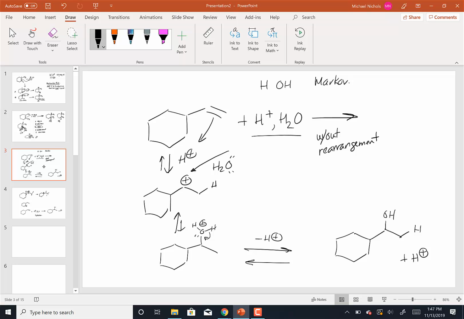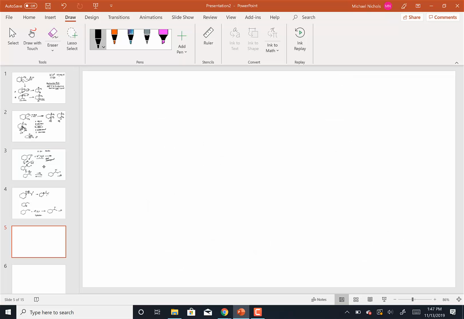All right, then the last one is, what if I took that same molecule and I added H plus and methanol. What would be my major unrearranged product? What would it look like?